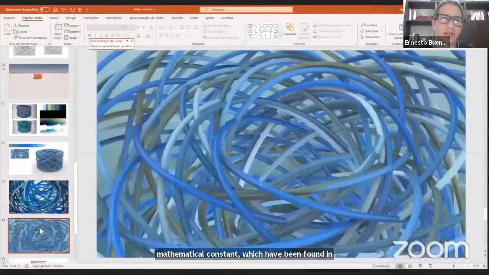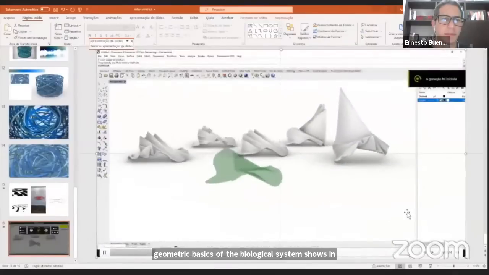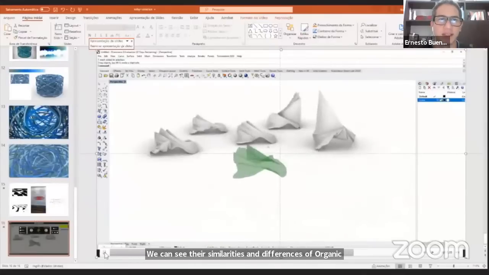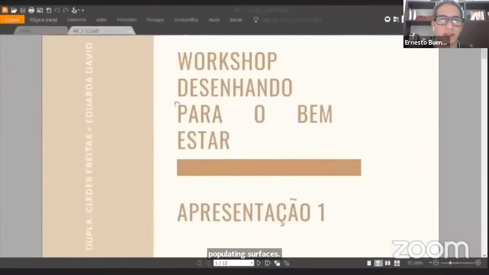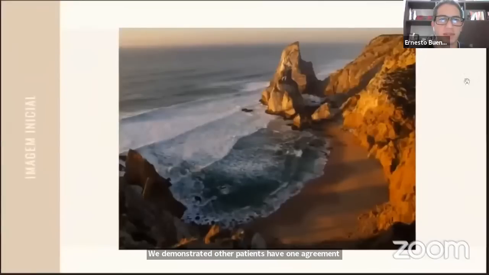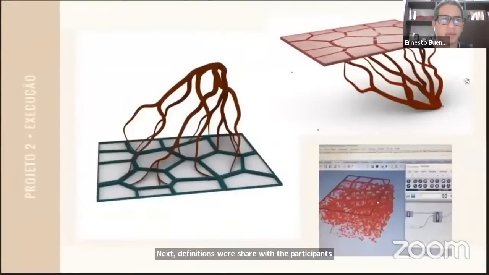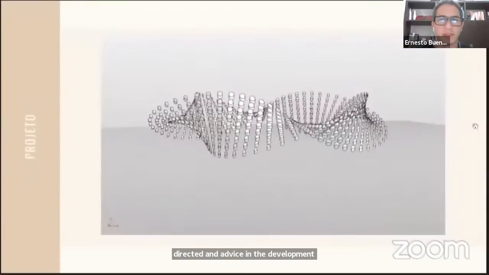Participants were instructed to recreate shapes of the geometric basics of the biological system chosen by them. We considered similarities and differences of organic forms with NURBS surfaces and discussed the attributes to define strategies for meshing, subdividing, and populating surfaces. We demonstrated adaptations of one algorithmic definition to different base geometries to promote design alternatives. Next, definitions were shared with the participants to build upon these or to use as reference for developing their own design ideas. Later, participants were directed and advised in the development of their proposals.